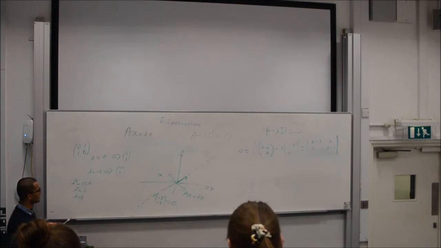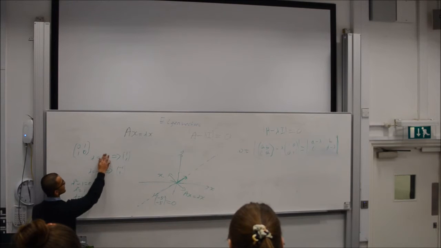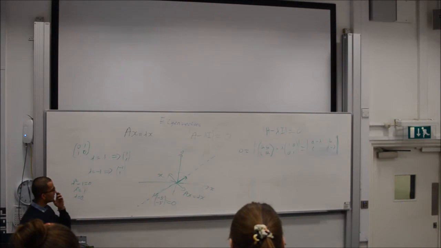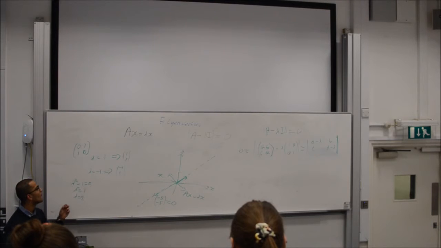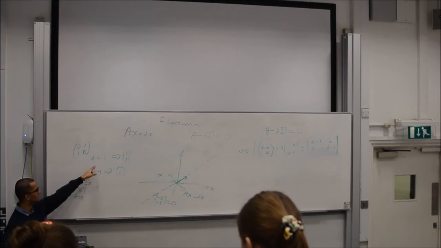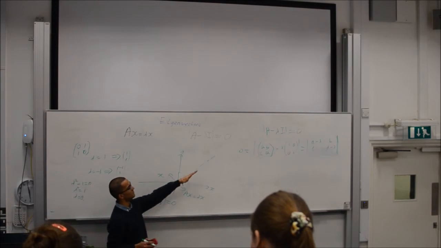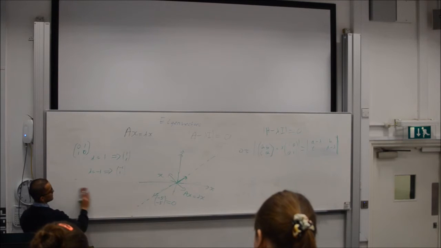Okay, so that's the reflection case. Note that you'll get a positive eigenvalue and a negative eigenvalue, and the positive one is going to be parallel to your line of reflection. At least that's reflection.